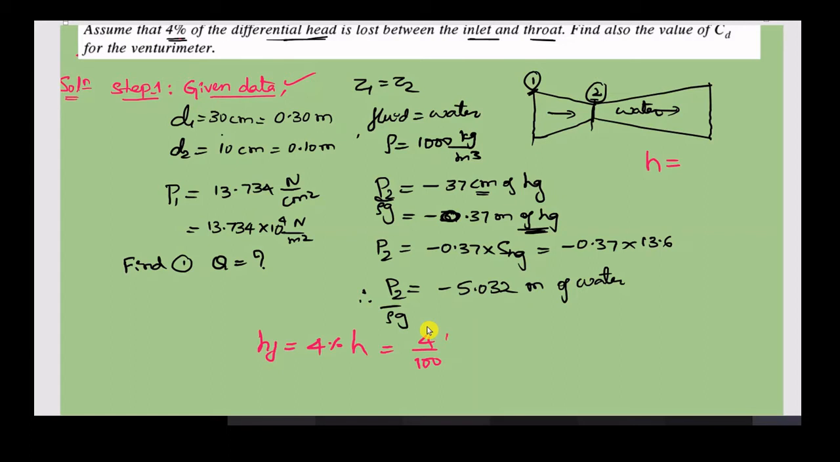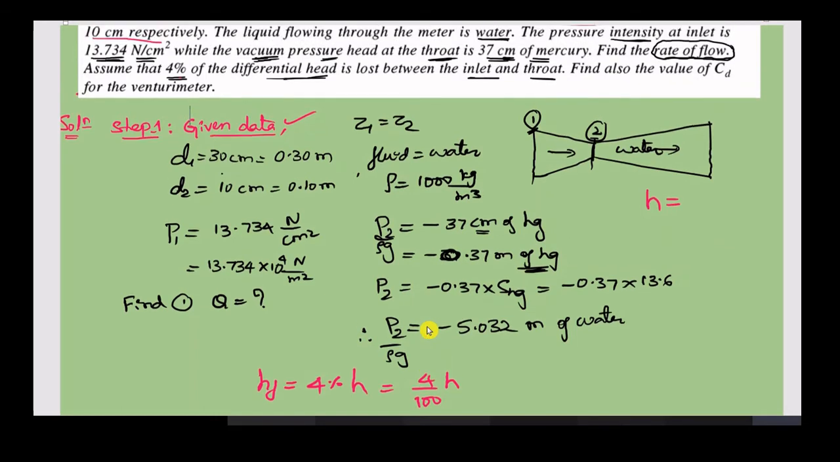What is the value of H? We don't know still. We need to calculate this H value. That we will do later. Whatever the data he has given, I am writing it. Assume that 4% of differential head is lost between inlet and throat. So head loss due to many reasons, that is hf is equal to 4% of H. What is H? H is the difference in head or pressure head difference. Both are same. So 4 by 100, but we don't know the value of H.